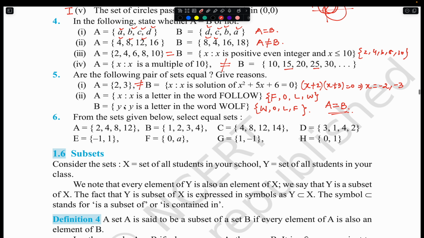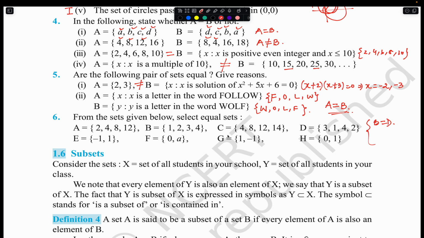Okay. From the sets given below, select equal sets. So all you need is to identify the pair where you have the same elements inside. So here you have 2, 4, 8 and 12. So do you have any other set which has 2, 4, 8 and 12? No. You have 1, 2, 3 and 4. Do you have any other set which has 1, 2, 3 and 4? Yes, this one. So you have B and D are going to be equal. So the solution for this is B is equal to D.